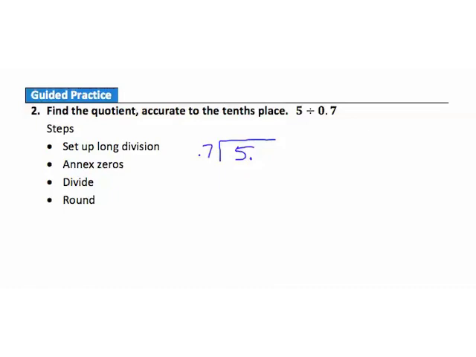Okay? We don't want to divide by a decimal number, so we're going to move this one place value. Inside, we're going to match that same movement. When I rewrite this problem, I'll have 7 going into 50. There's my decimal point in 50. I'll bring that straight up.